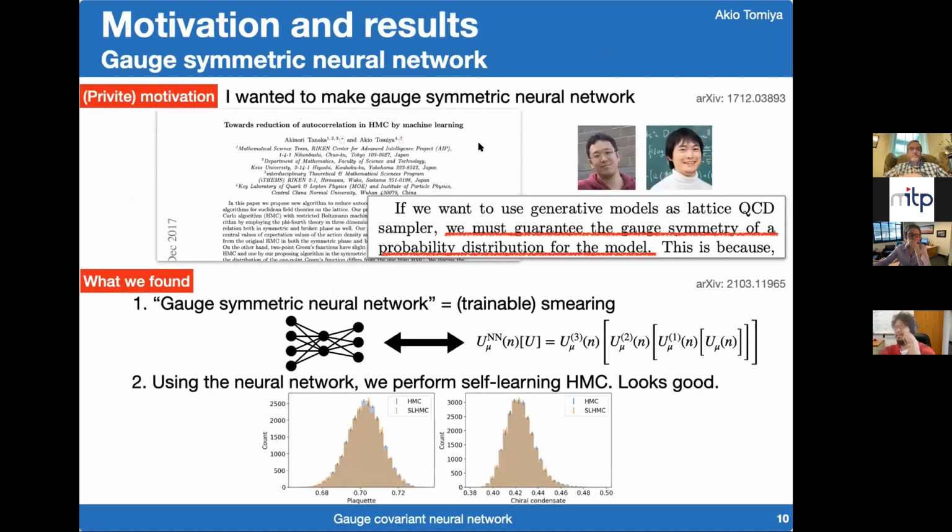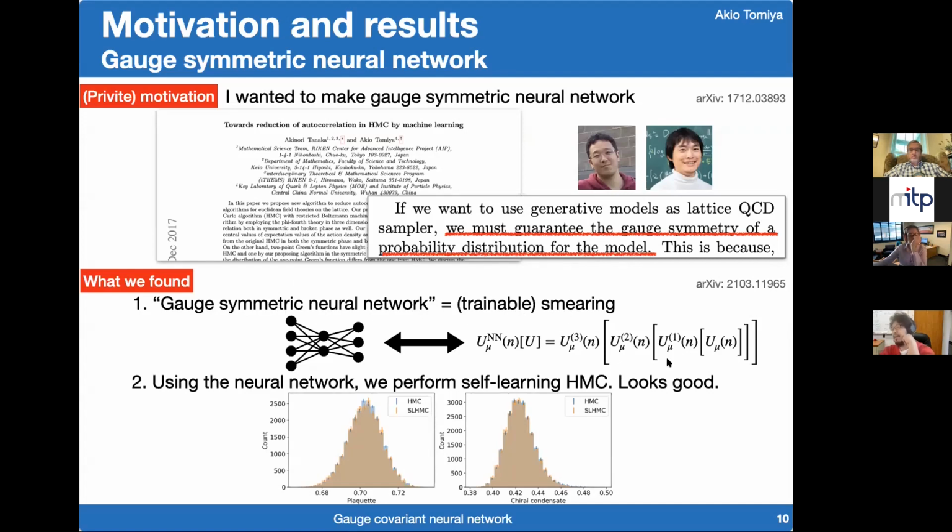And this is a kind of private motivation for this work. I wanted to make the gauge symmetric neural network since 2017. I put this paper on the arXiv 4 years ago. And in that paper, I mentioned that we must guarantee the gauge symmetry of the probability distribution for the model to make the correct distribution, or correct configuration, of the gauge theory. And what we found is that a gauge symmetric neural network is nothing but a trainable smearing.